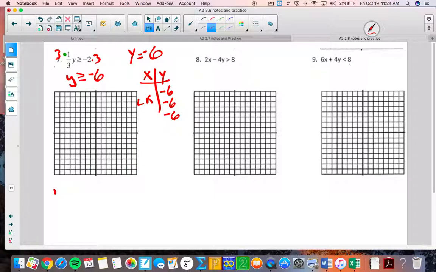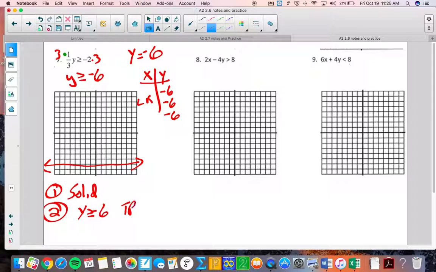But then you do want to think, is it going to be solid or dashed? It's going to be a solid line because there's an equal sign underneath the original inequality. So a solid, horizontal line at y equals -6. Then we need to do a test point, or we need to know which side to shade, because we don't want just where the y's equal -6.